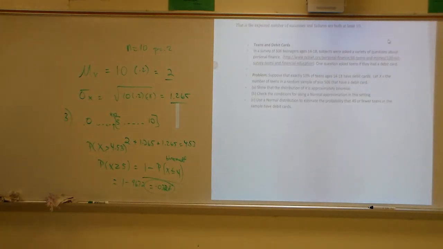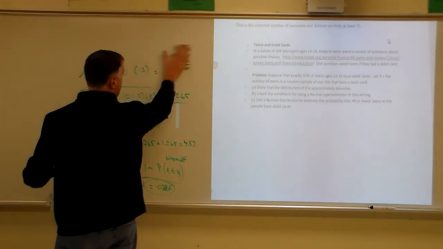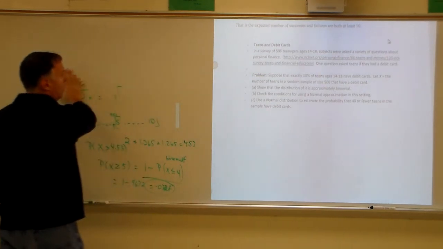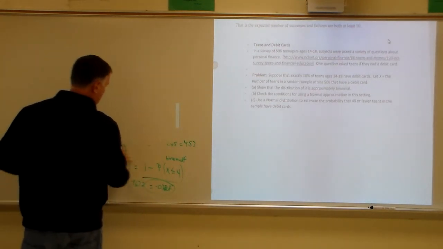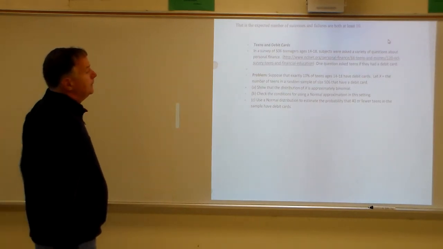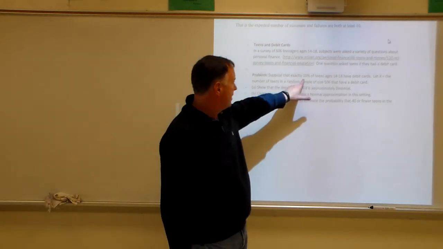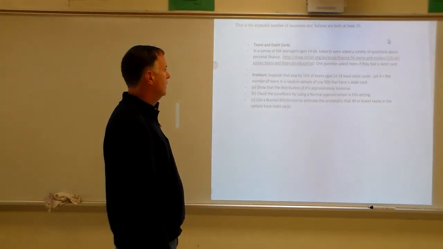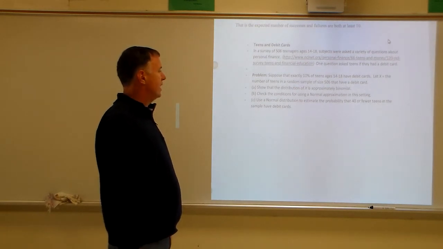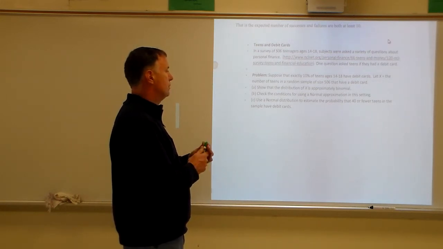Teens and debit cards. Talk about a dangerous combination. In a survey, 506 teenagers, ages 14 to 18, were asked a variety of questions about personal finance. One question asked teens if they had a debit card. Suppose that exactly 10% of teens have debit cards. Let X equal the number of teens in a random sample of size 506 that have a debit card. Show that the distribution is approximately binomial.